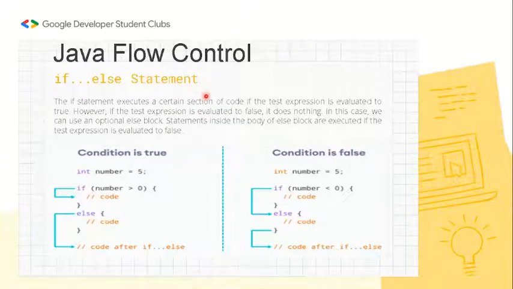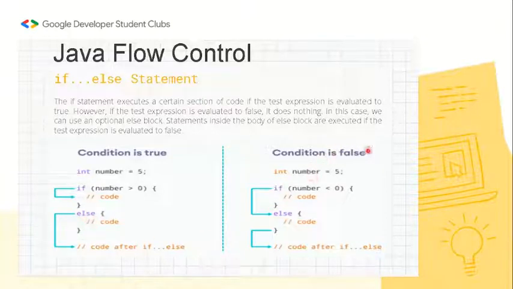Since we're done with the Java operators, let us now move on to the Java flow control. We'll be discussing first the if-else statement. The if-else statement executes a certain section of code if the test expression is evaluated to be true. However, if it's false, it does nothing or it executes the else. So in this case, we have a condition which is true. So if the if statement is true, then the code inside the if block will be executed, and then the code inside the else block would be skipped.